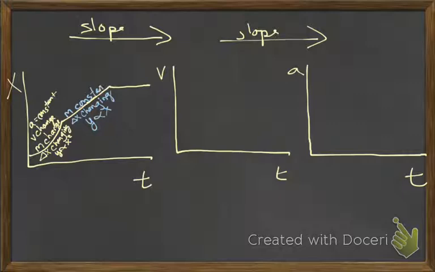The slope of a position graph gives us velocity. So if our slope is constant, then so is our velocity. And if our velocity is not changing, do we have an acceleration? Nope. Our acceleration is equal to 0. And we'll do one more color.